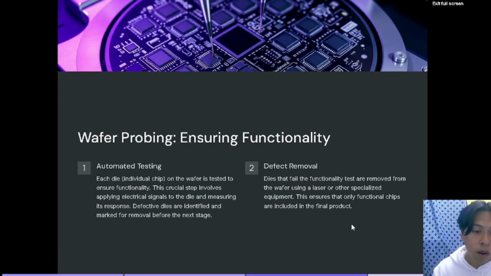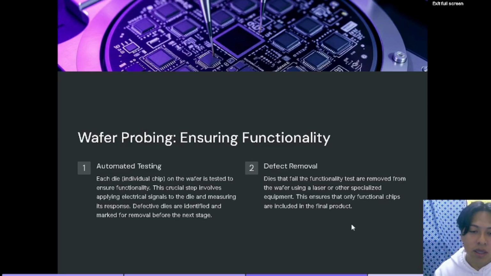Number two is wafer probing to ensure the functionality, and subtopic number one is automated testing. Each individual chip on the wafer is tested to ensure functionality. This is a crucial step, involving applying electrical signals to the die and measuring the response. Chips that fail are marked for removal before the next stage.